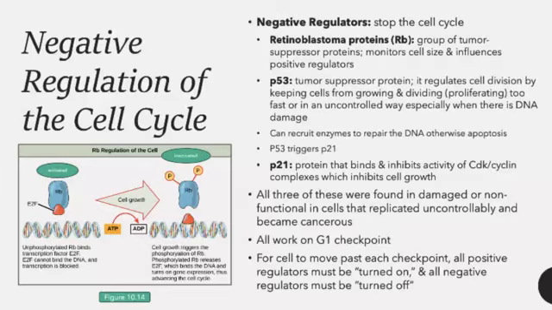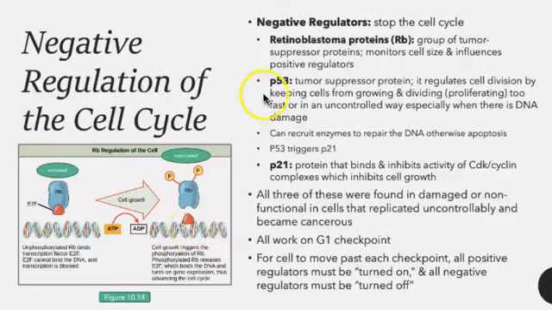One key group is going to be called the retinoblastoma proteins, or RB. These tumor suppressor proteins monitor the cell size and are going to influence positive regulators. When RB is active, it's going to bind to the transcription factors. And we could see this pictured down over here. And you can see that this is going to prevent them from turning on the genes needed for cell division. Only when RB is inactivated, or inactive rather, can that cell cycle move forward.